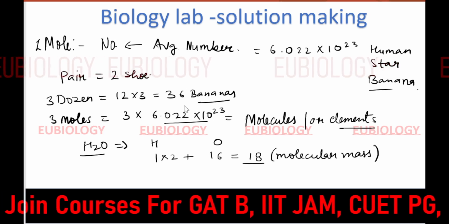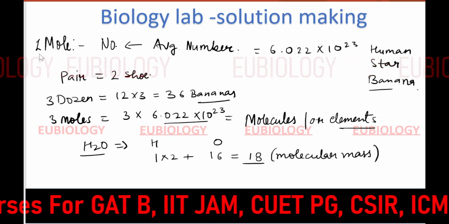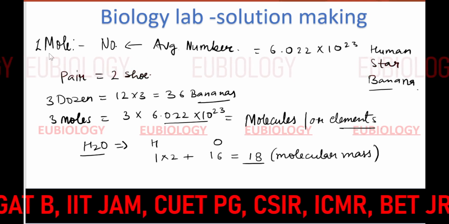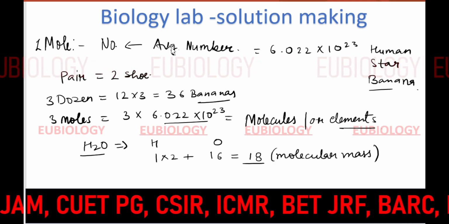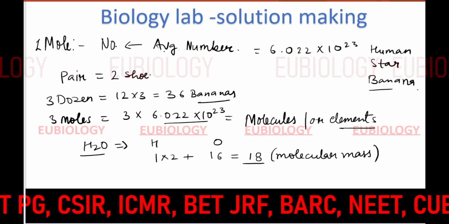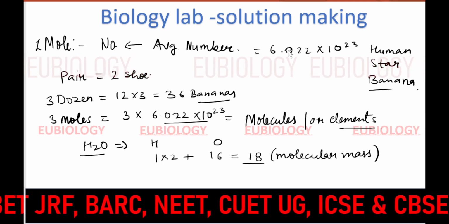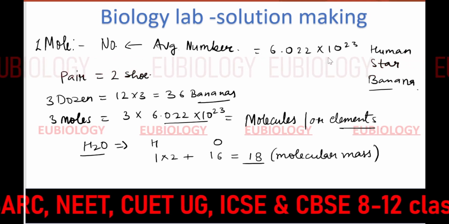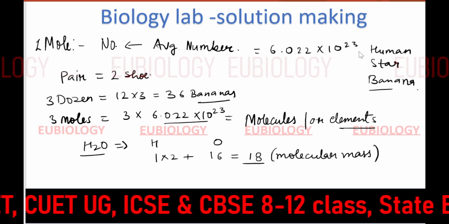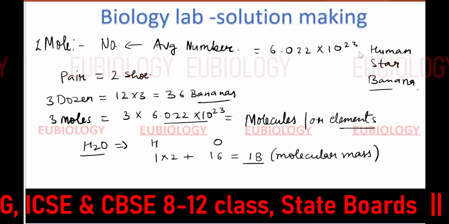What is a mole? If you know, that's good. If you don't know, just remember it. It's a number, called the Avogadro number, and its value is around 6.022 into 10 power 23. This is the value of a mole.